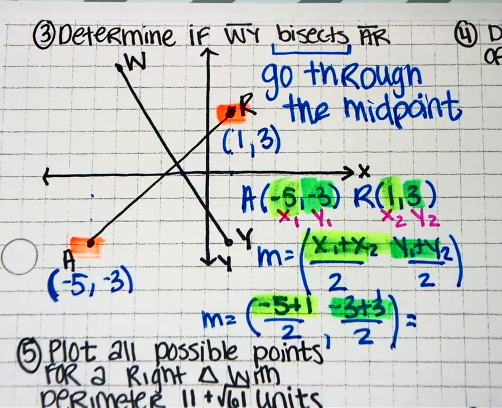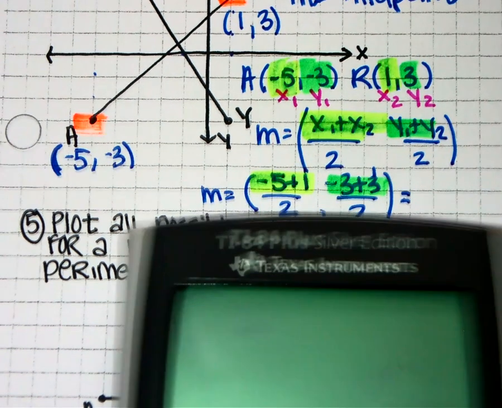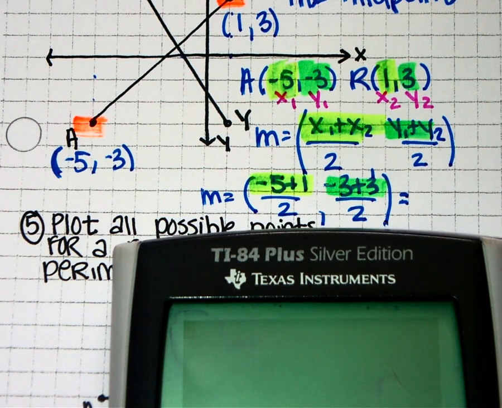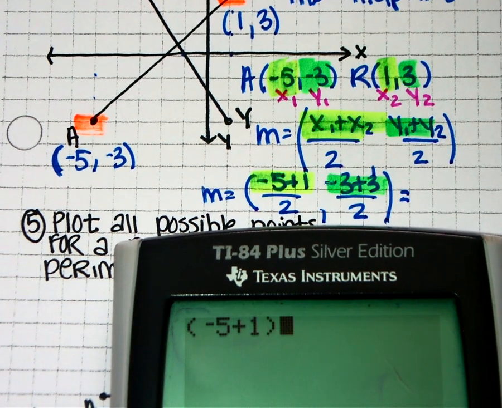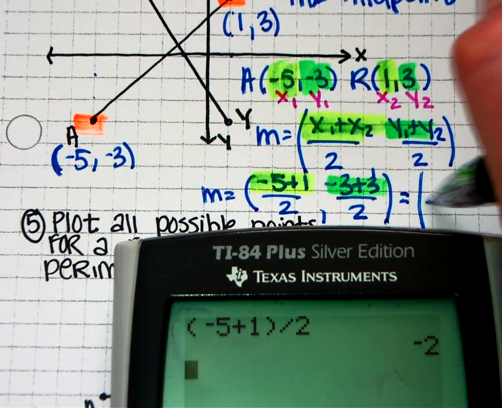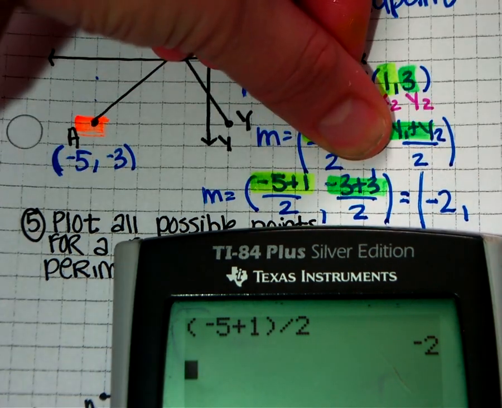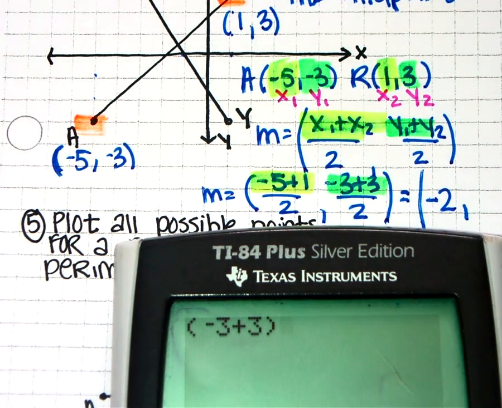Next, we're going to type this straight into our calculator. If you're trying to solve for the midpoint, you have to make sure you put the numerator in parentheses. So parenthesis, negative 5 plus 1, close parenthesis, divided by 2. We get a value of negative 2. Let's do that same thing for the y location. Parenthesis, negative 3 plus 3, close parenthesis, divided by 2. And we get 0.